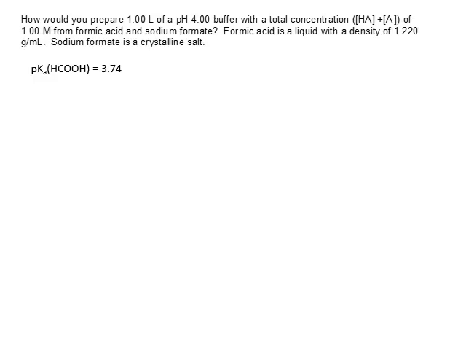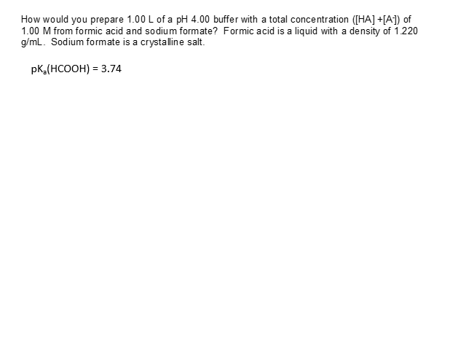The following problem is from the Chapter 14 lecture notes. How would you prepare 1 liter of a pH 4 buffer with a total concentration of 1 molar from formic acid and sodium formate? Formic acid is a liquid with a density of 1.220 grams per milliliter, and sodium formate is a crystalline salt. The pKa of formic acid is 3.74.